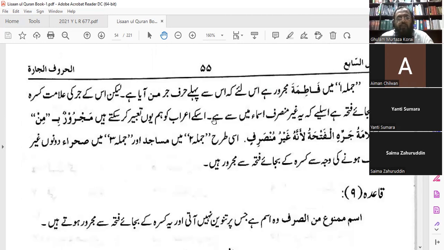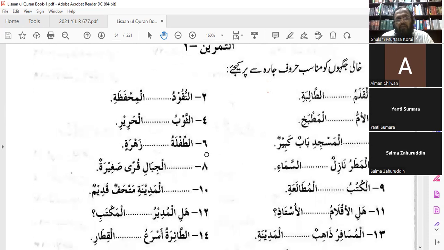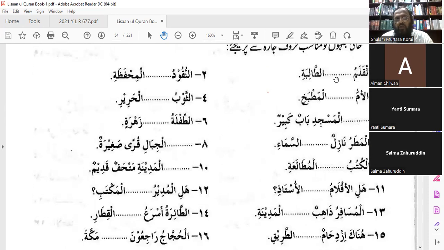Brothers and sisters, these are the exercises where you have to fill in the blanks with the appropriate huruf jarr, like al-qalamu dash al-talibati, al-nuqudu dash al-mihfazati. What is the meaning of al-mihfazati? Wallet. Harir, silk. Al-matbakh, kitchen. Zahratin, rose. Zahra, rose and flower. Al-qitaru is a train. At-tairatu, airplane. Ta'irun is a bird.